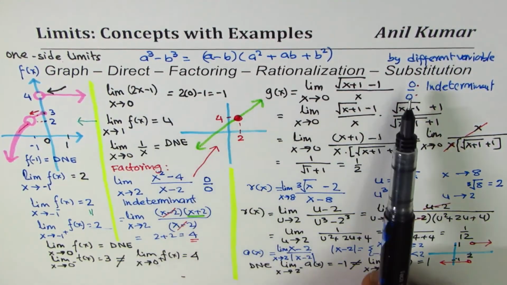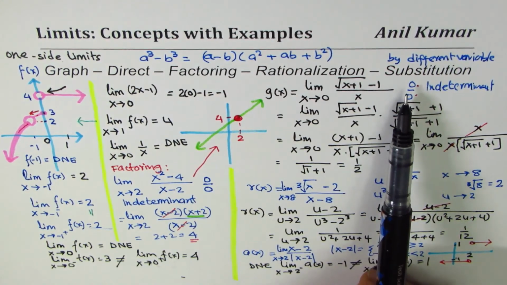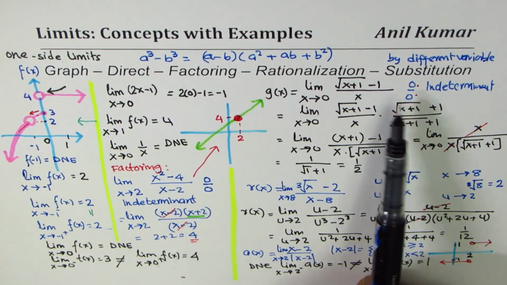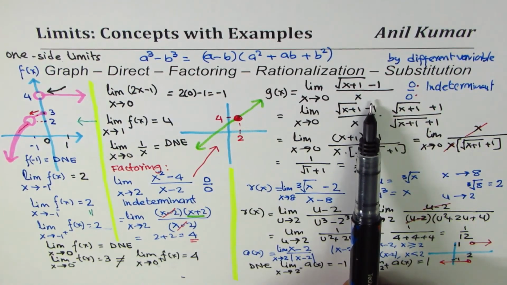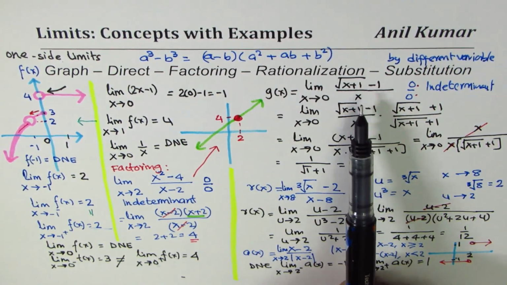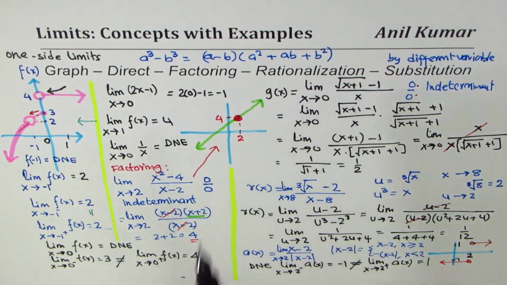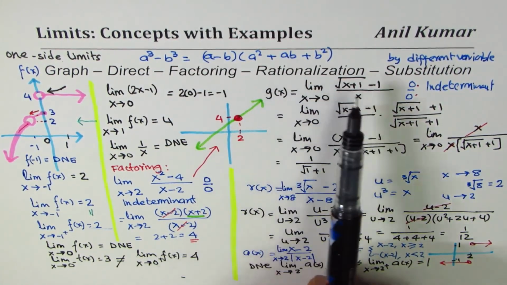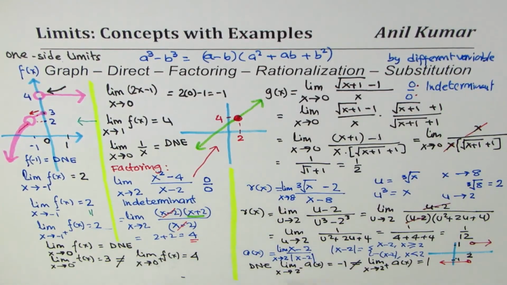If you get a form 0 over 0, it is called an indeterminate form. It indicates a common factor in the numerator and denominator. We can find the limit of such functions by techniques called factoring, rationalization, and substitution of variable. We have explored these techniques a bit here.